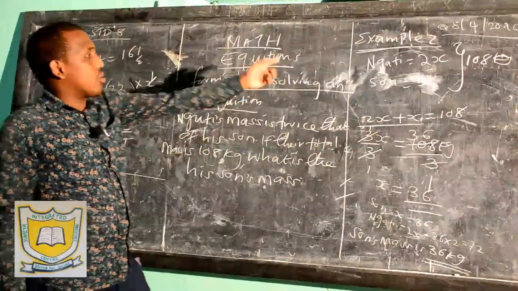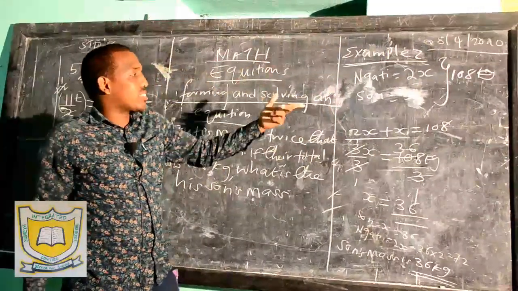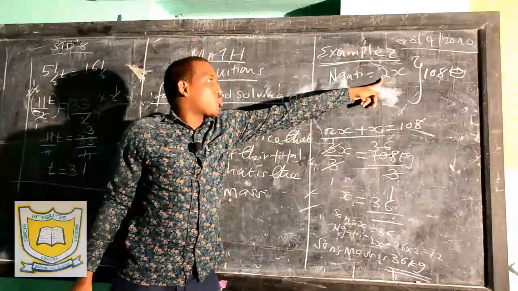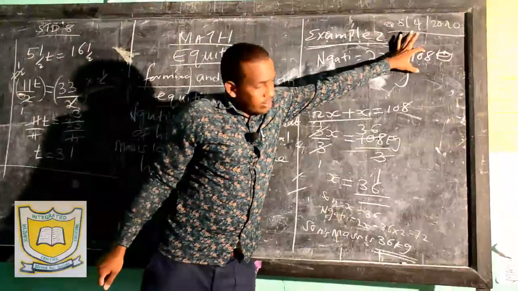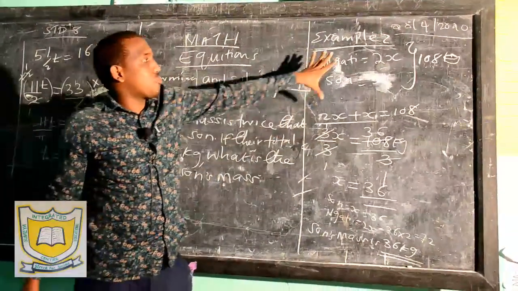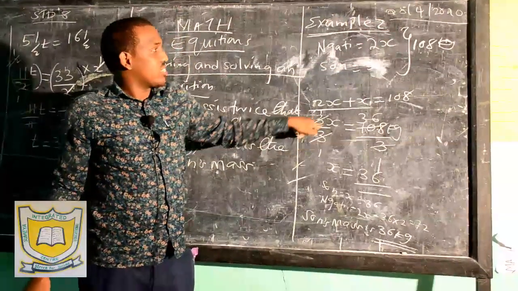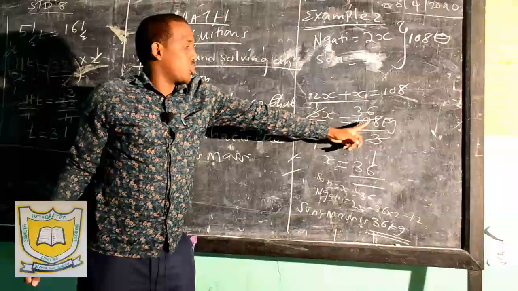So we list now. We have Ngati and we have the son. Ngati is twice as heavy as his son. The son is x, we don't know. Ngati is twice, times 2, 2x. Their total mass is 108 kg. So we form the equation now: x plus 2x is 3x, equal to the total mass 108. So 3x is equal to 108.